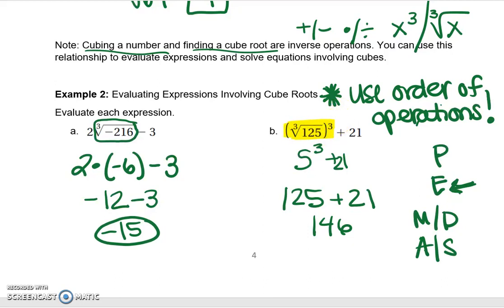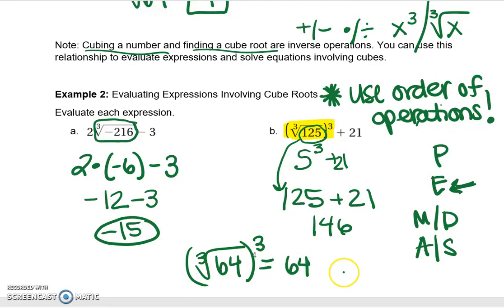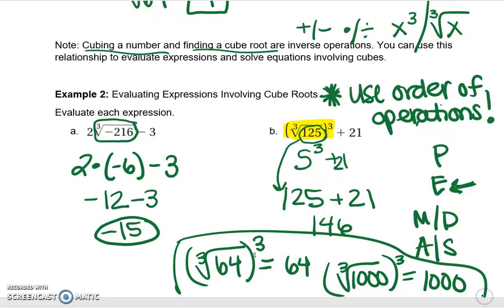Now I want us to look closer at this part right here. Do you see how we took a number, we took the cube root of it, and then we cubed it, we were left with what's under the radical sign. So the cube root of something cubed will always give you what's under the radical. So for example, if we have the cube root of 64, and we cube that whole thing, the cube root of 64 cubed is 64. And the cube root of 1,000 cubed, you're left with what's underneath, which is 1,000. That's just a cool little trick that will be helpful when solving expressions.